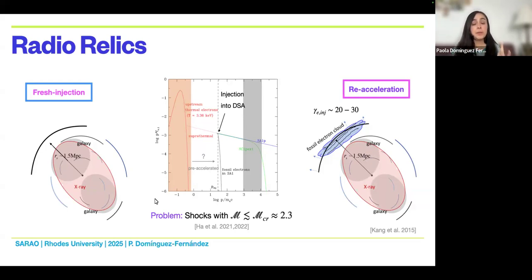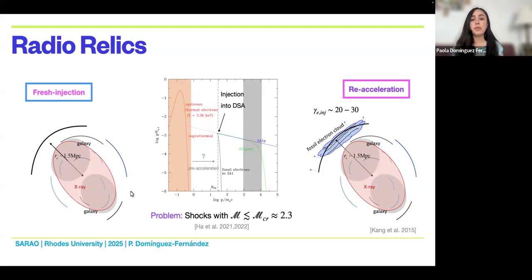And this tends to be especially a challenge when you have really weak shocks. So in galaxy clusters, as maybe you know, the shocks tend to be really weak. And when they are especially weak, like below a Mach number of 2.3, we don't really know how this population can be injected into DSA.